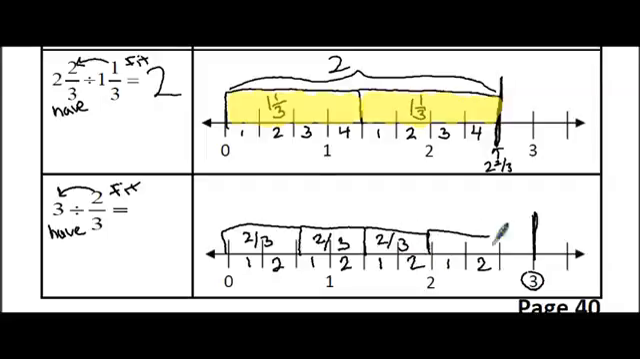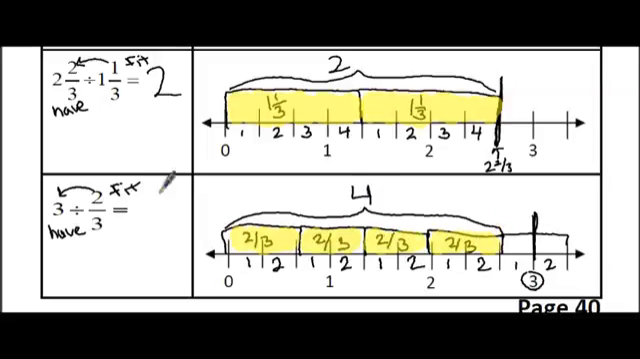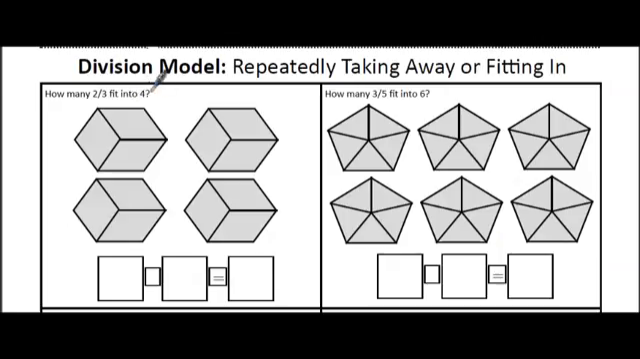So I count 2/3 out as many times as I can fit in, and I see it fits in 1, 2, 3, 4 whole times. So 4 boxes fit in all the way. And then I see that 1 out of those 2/3 fits in. So I have half of that 2/3 fits in once more.